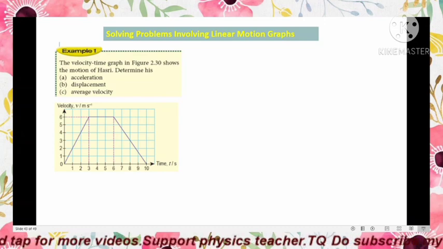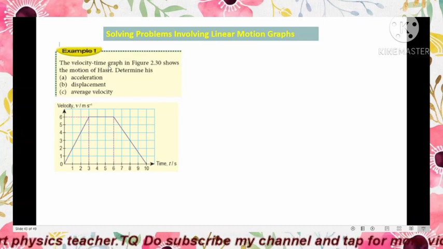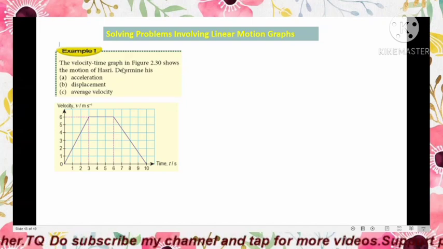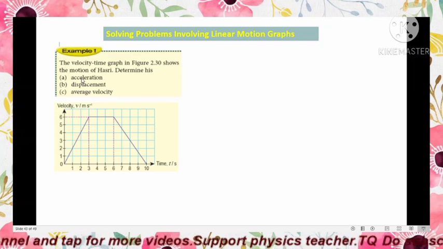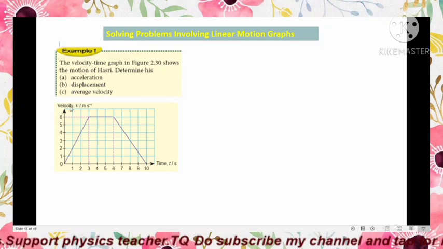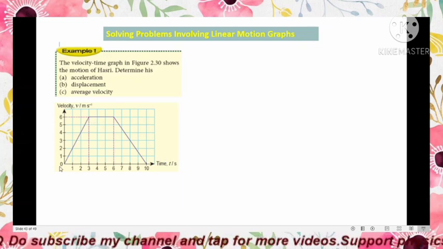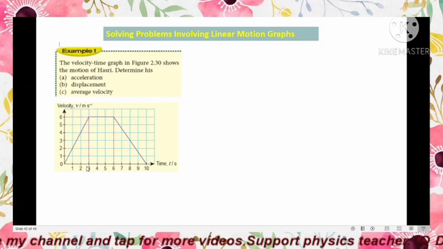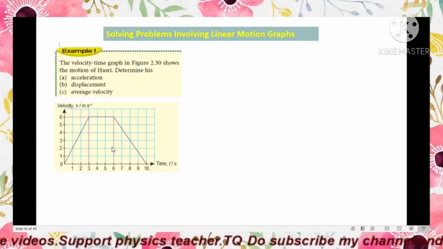Let's look at the first example, example 1. The velocity-time graph in figure 2.30 shows the motion of Hasri. Determine his acceleration, displacement and average velocity. So for a velocity-time graph, you must know that the gradient of the graph is equal to acceleration and the area under the graph is equal to displacement.